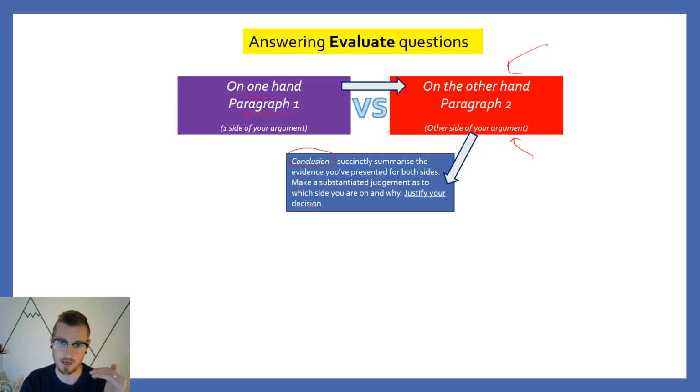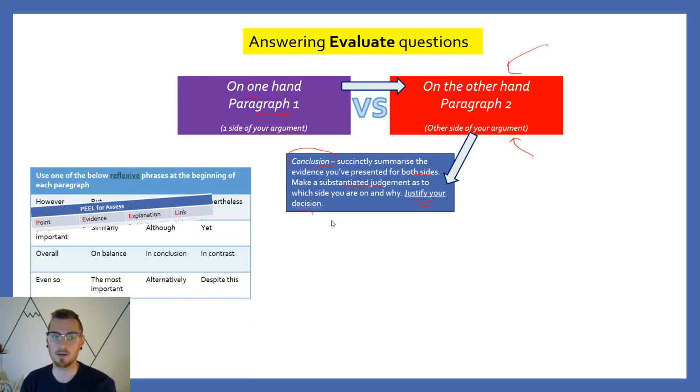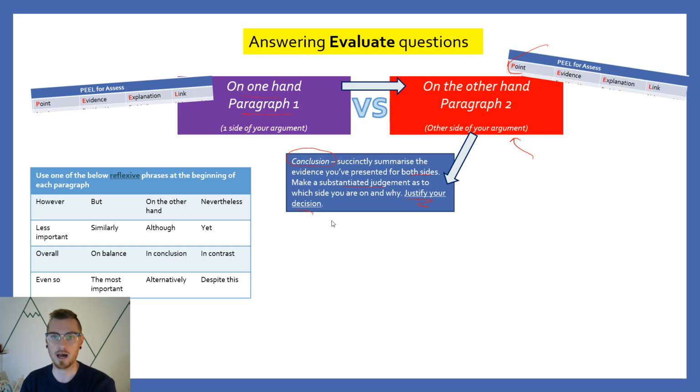The conclusion can't be 2 or 3 sentences on evaluate, like assess. Evaluate questions need a proper full conclusion, a proper paragraph, where you summarize both sides, make a substantiated judgment as to which side of the argument you're on, and you must justify your decision why. And again, we're going to use PEEL, okay? So PEEL for on one hand, PEEL for on the other hand. Evidence for both, again, is going to be from the figures. This is evident in figure 3, which is also supported by figure 8, whatever. And in your conclusion, when you justify your decision, use the evidence you provided in your argument so far.